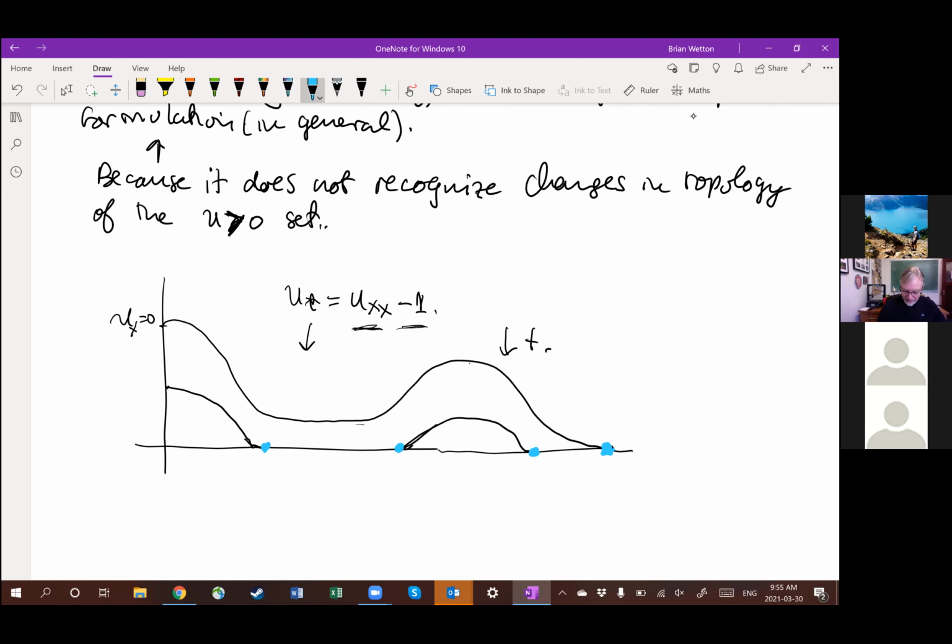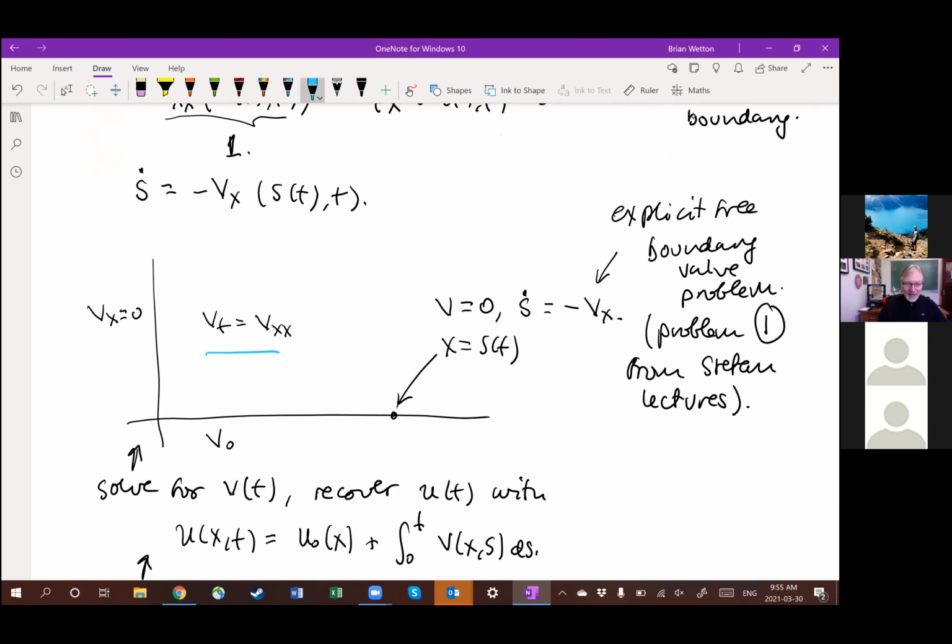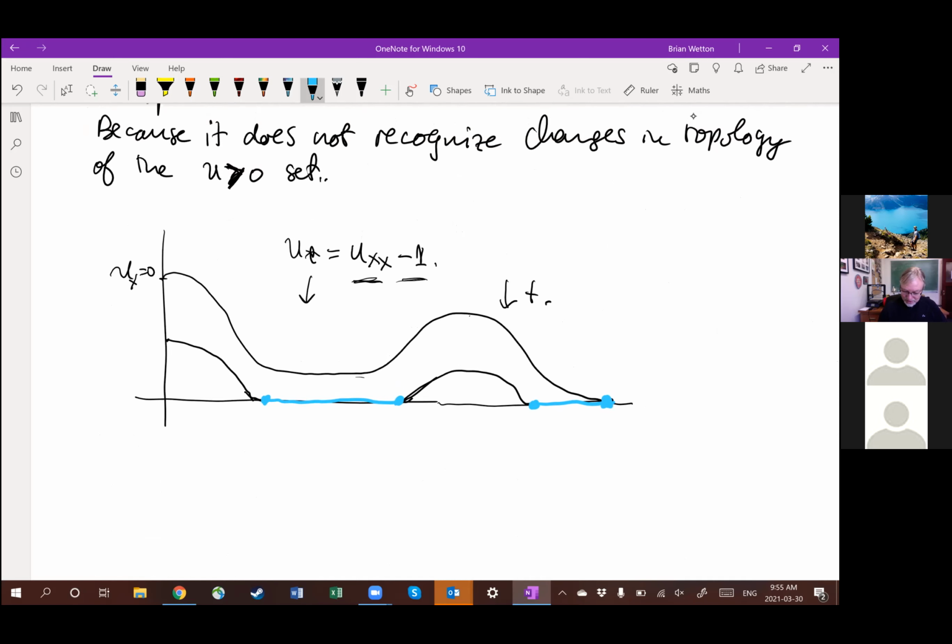Right, this is what the solution should do. But I need a method that can recognize when the solution goes to 0, so that I know where to put in these extra points. This is where a capturing method is going to shine. And if I look at this equation for v, I don't know, solving that equation, when u is going to go to 0 and where I need to put in these new boundary points.